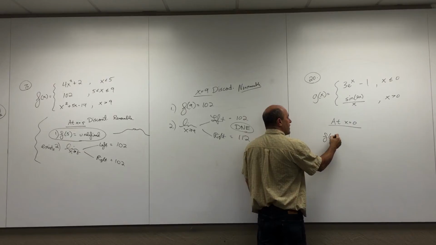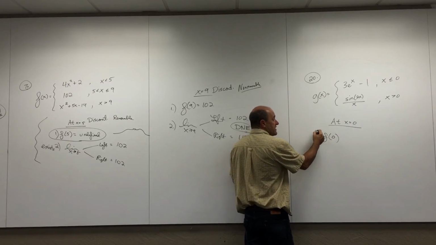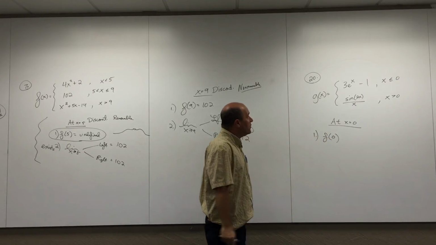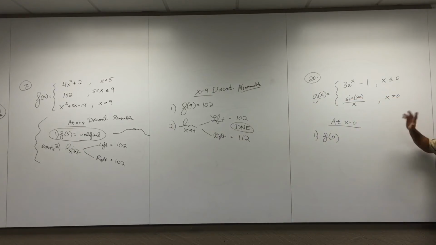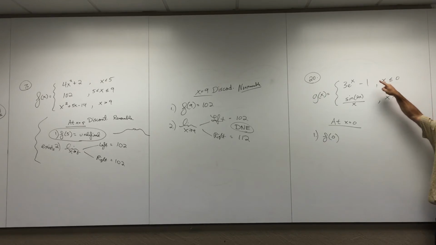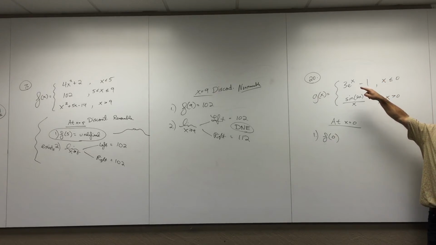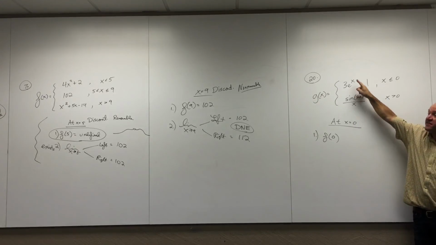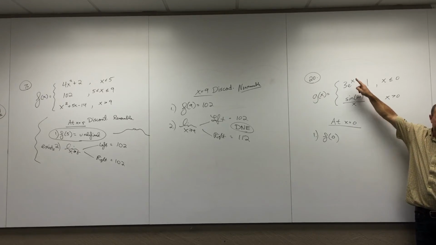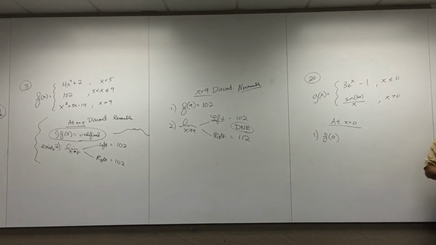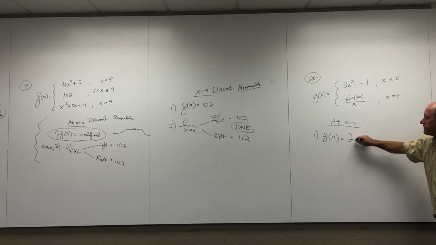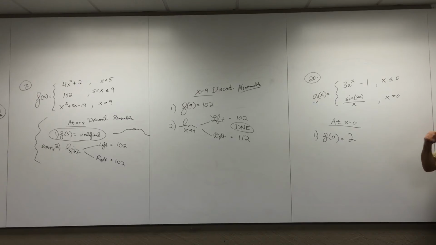What's the first step? Plug it in and see if you get an answer. So when you plug in 0, you pay attention to the equal sign and you plug it in up here. It's not hard. You get e to the 0, that's 1, times 3 is 3, minus 1, so that's a 2. So we get 2. All right, cool. We're past step 1.